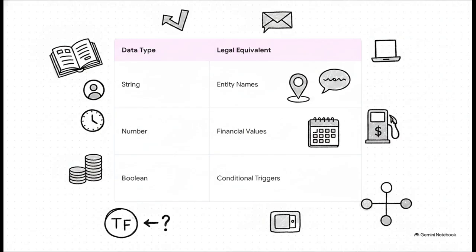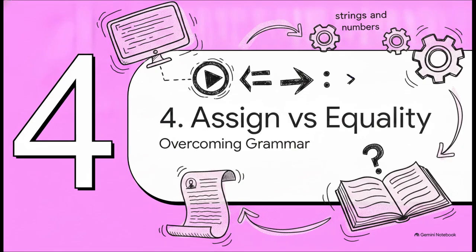Next, numbers. As you'd expect, these govern the financial values, the deadlines, the money. Finally, Booleans. A Boolean is simply a true or false value. In a contract, Booleans are your conditional triggers. Has the buyer paid the invoice? It's either true or it's false. By strictly mapping these out, the code prevents massive, costly execution errors before they ever even happen. Which brings us to Section 4, Assignment versus Equality, Overcoming the Grammar Hurdle.